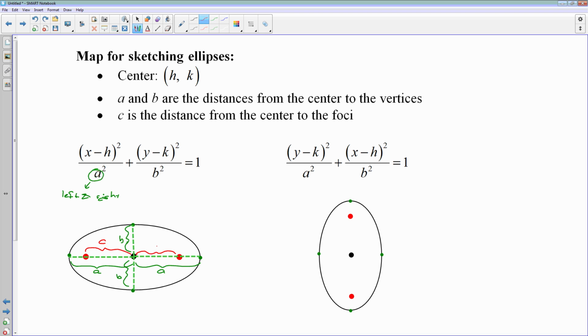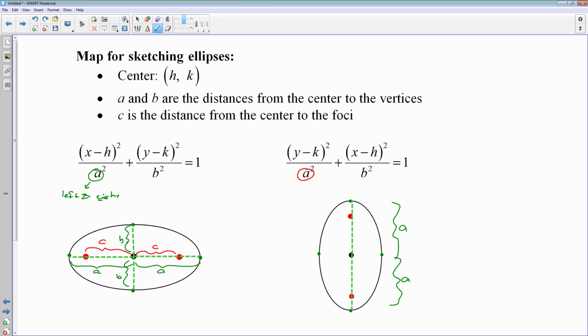Now I've just kind of muddied this thing up and I have stuff going all over the place. If you look at the Y one, in this one, A, the larger number, is under Y. Since A is under the Y, and the Y-axis goes up and down, I'm going to go A units up and A units down from the center. It all just depends on what number is under the Y. So I went A units up, and I went A units down from the center.